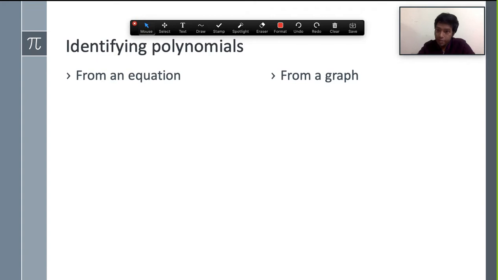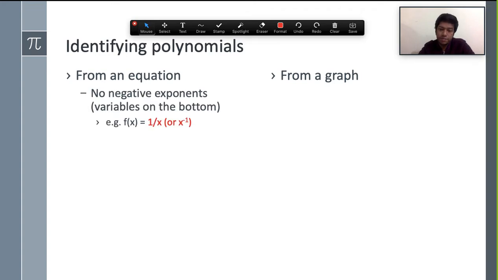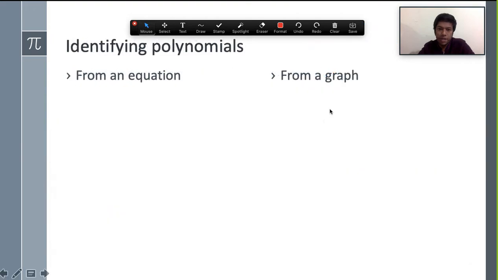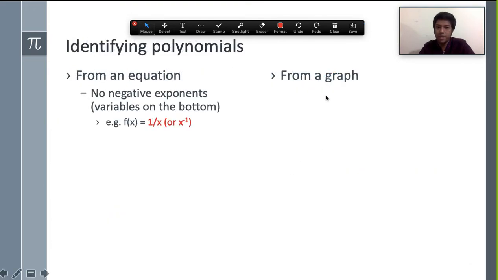Now, important one, identifying polynomials. Suppose we gave you the definition of a polynomial function. How can you identify it? So let's look at this a little bit. This a is the coefficient and n is the power, but this power, you will notice in the next page, has some special property. This power cannot be negative. Okay, this power cannot be negative.